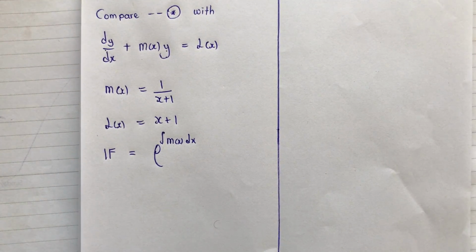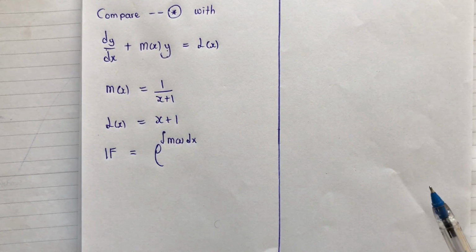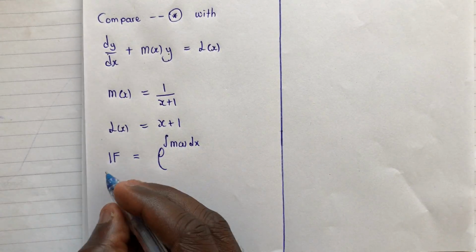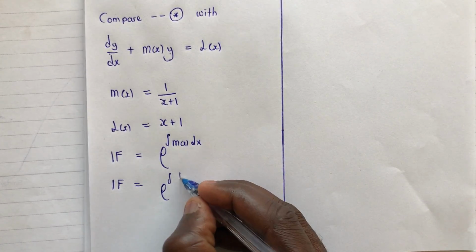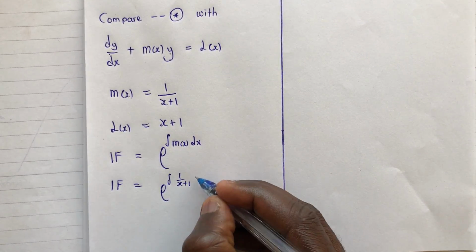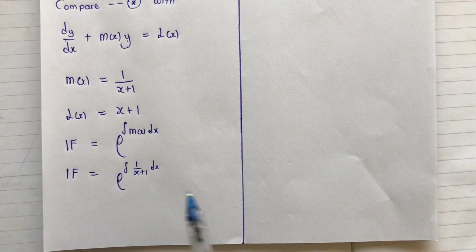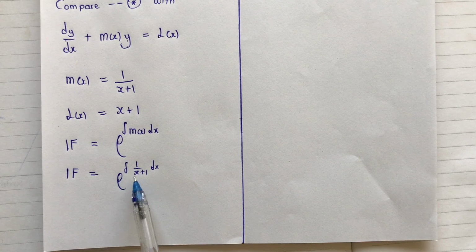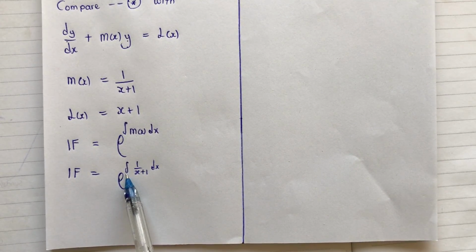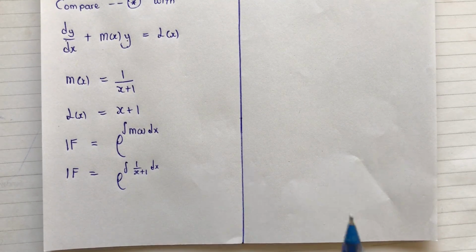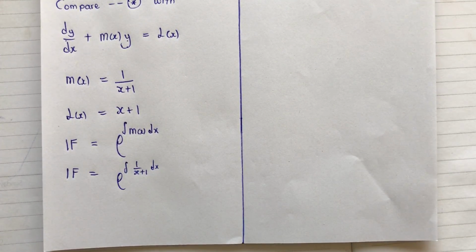Now we can substitute M of x because we know M of x to be 1 over x plus 1. So IF equals e to the integral of 1 over x plus 1 dx. Okay, so once you get here, your next step is to make sure you integrate the function at the exponent, because I have an integral sign here, so I have to integrate it. Now, how do I integrate? You need to know whatever function you have here and how to integrate it.